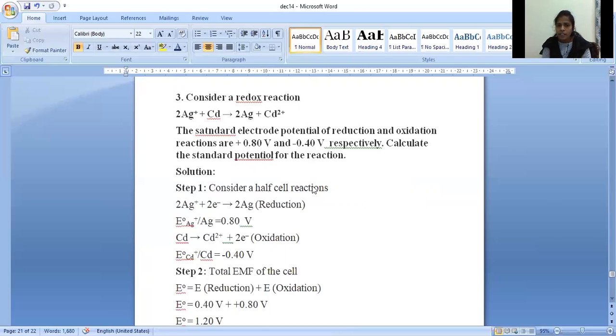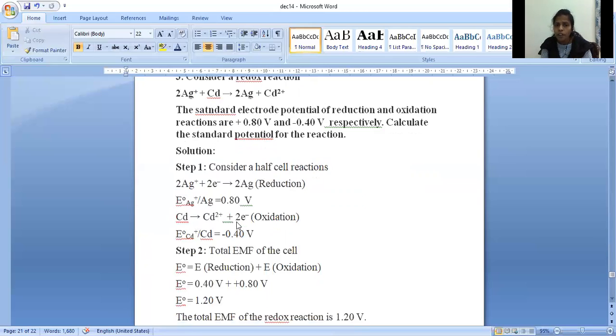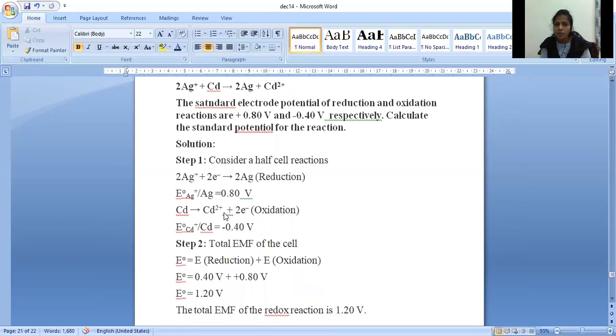So consider a half cell reaction. So we know how to write the reaction now. 2 Ag plus 2 electrons give rise to 2 Ag. That is reduction. We know the reduction reaction value, that is 0.80. And cadmium is losing 2 electrons to produce Cd plus 2. And we know E naught of cadmium from here, 0.40.